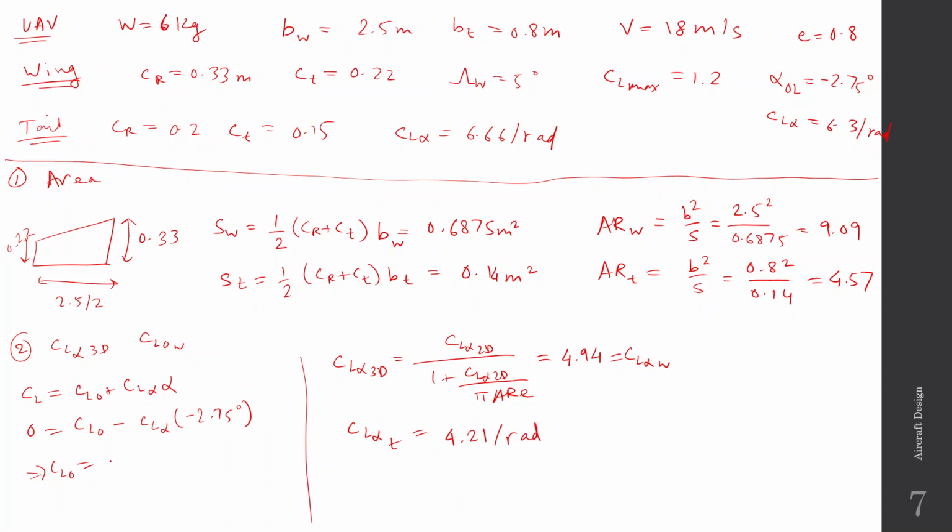So over here, you have to use the wing value, which is 4.94 times 2.75 in degrees, converted to radians. So you will get CL naught as 0.27237.